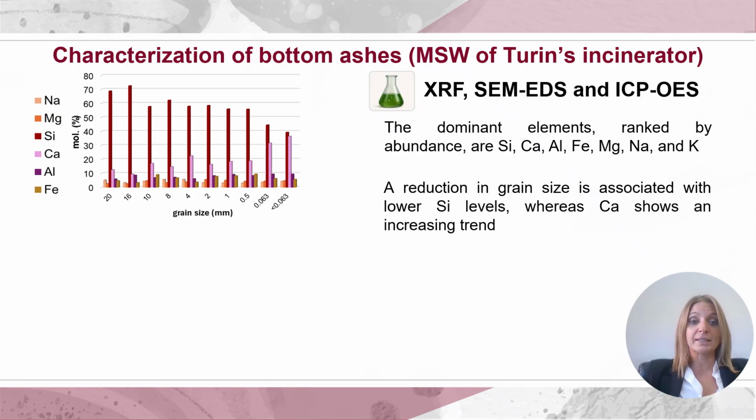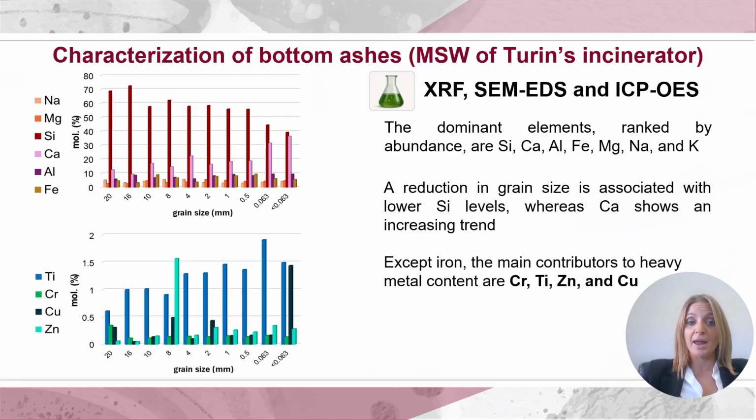By the way, we also detect some heavy metals, which is obviously not a great surprise. And we can see that we have some chromium, titanium, zinc, and copper. However, chemical data alone cannot tell us where these metals are hosted, whether in the stable crystals or in the amorphous matrix. So X-ray powder diffraction in this kind of material is essential.